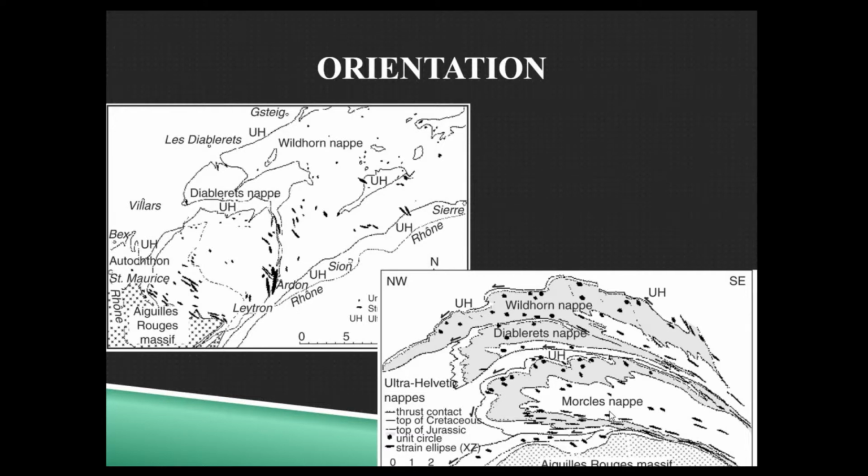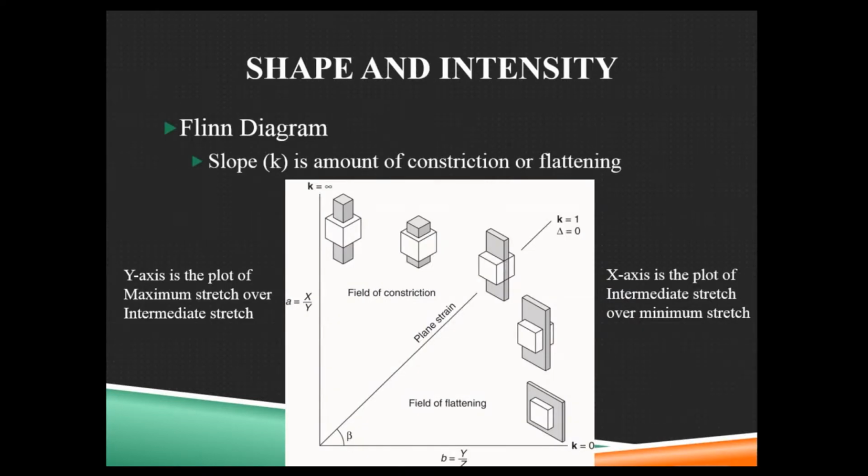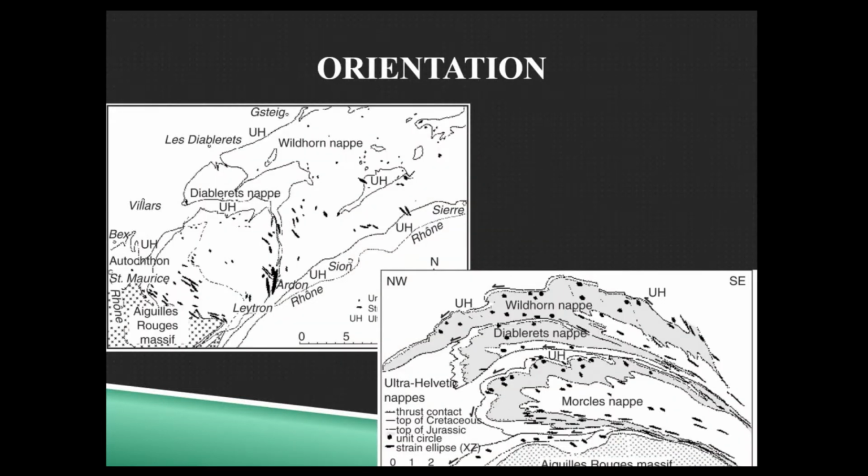Down in the right-hand corner, we've got strain ellipses. A strain ellipse just shows us which way the rock is elongating, which way the rock is compressing. So we can map the stress or we can map the strain.